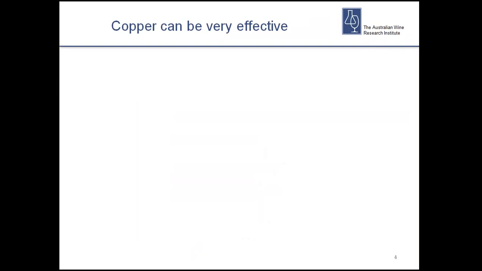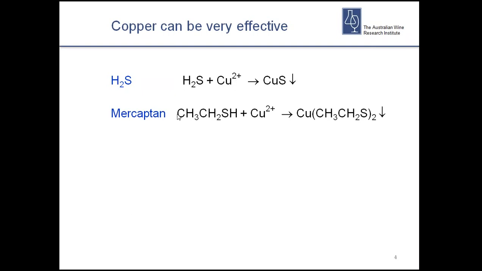So let's have a look at some of the mechanisms of the copper's reaction with the sulfur compounds. So if we look at hydrogen sulfide, it is a very reactive nucleophile, and it actually reacts very fast with copper to form an insoluble copper sulfide complex. And when we have this in our wine, it drops out and our impact is removed. Mercaptans such as methanethiol and ethanethiol also react very readily with copper, and they also form insoluble copper mercaptan complexes, but this reaction is much slower than the hydrogen sulfide, and for a compound such as methanethiol, this can take up to 2 months to stabilize.